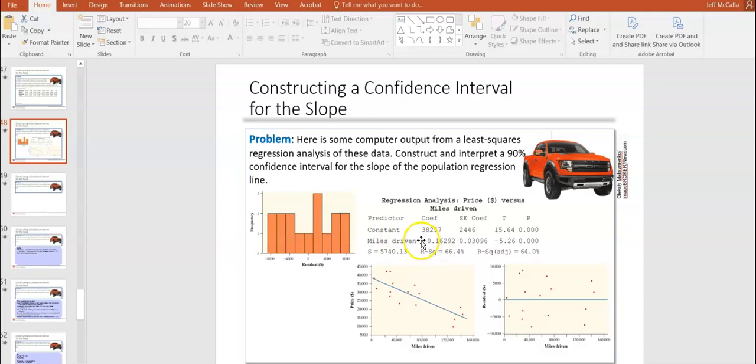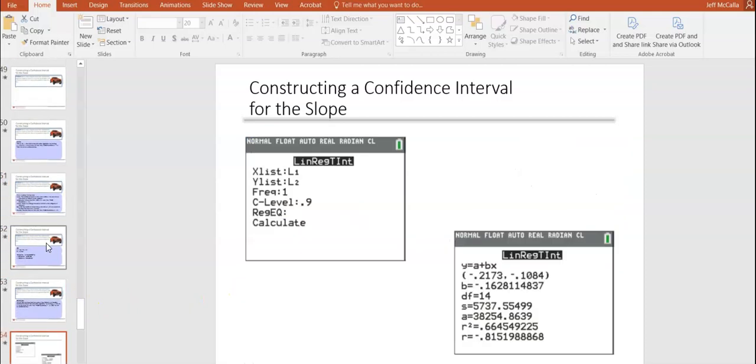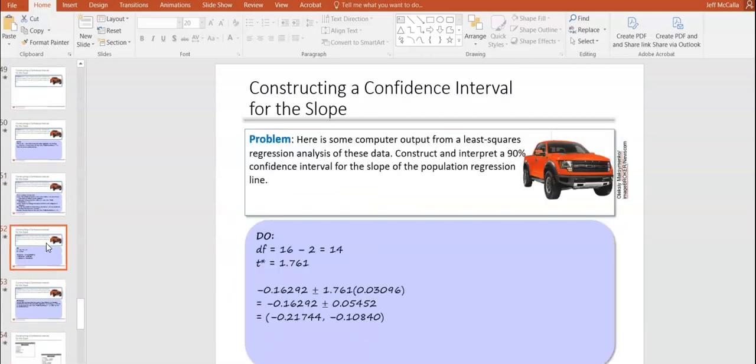Look again right next to the slope. The slope is negative 1.16292. To the right of that, under SE Coef, the standard error of the coefficient, is the number 0.03096. You can get that and put it in there, 0.03096. You can see right here, we've got that number from the computer output. Then go through and get your interval by multiplying those numbers together, adding and subtracting, and you get your interval.